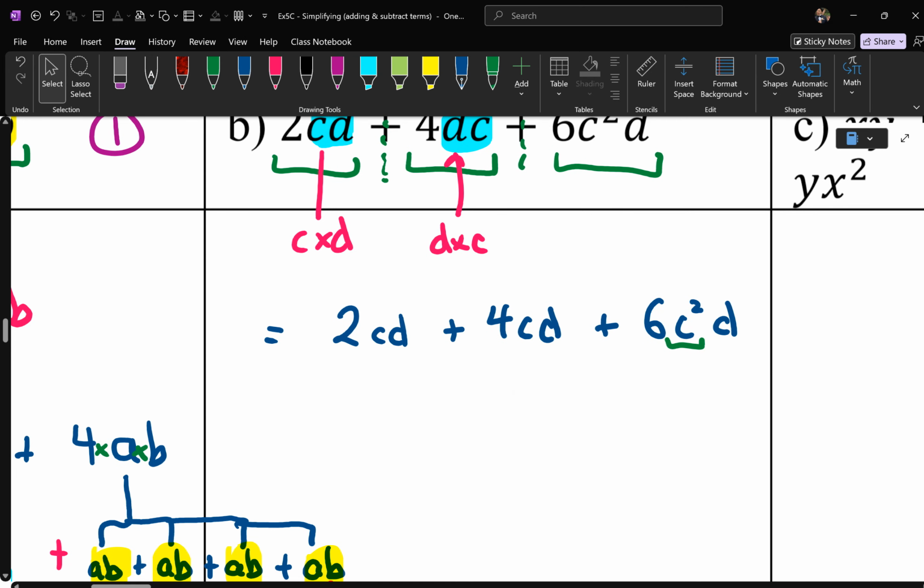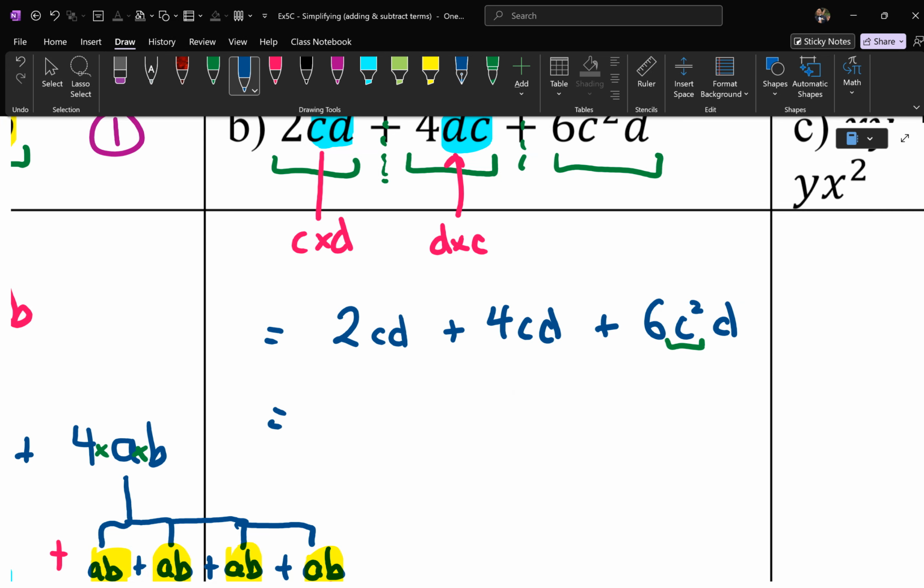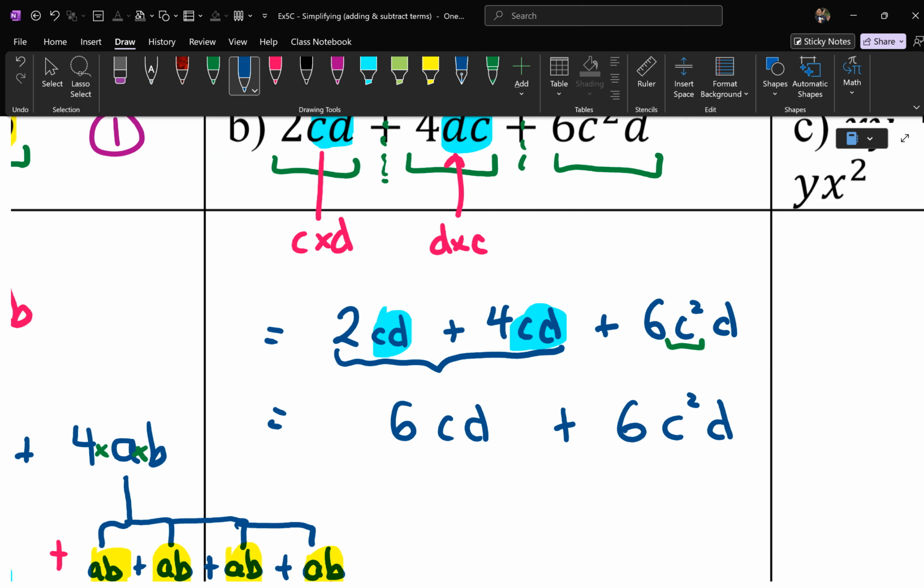Yeah? So here, let's put it together. I don't want to write 2CD plus 4CD plus 6C squared D. There has to be a shorter way. I can group these two together because they are the same groups. So what is 2CD plus 4CD? 6CD. Beautiful. 6CD plus 6C squared D. And you cannot add these two together. They're two different groups. One is a CD and the other one is a C squared D. You can't group them together to say, I've got 12 of these, because it's not true.